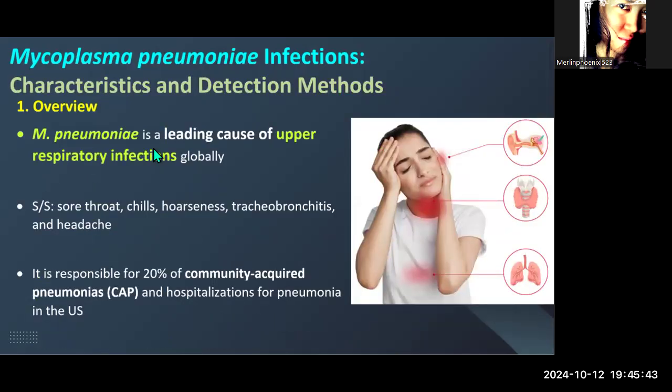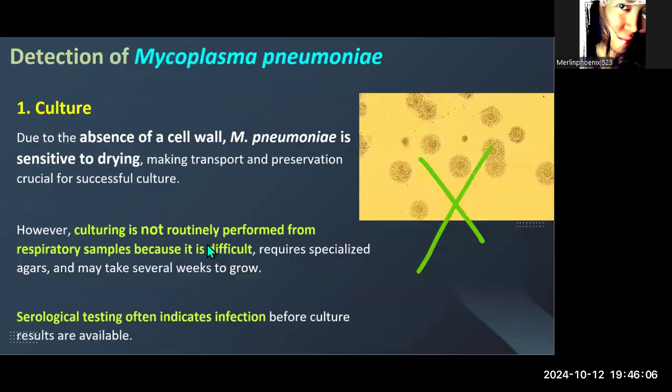So for the overview, M. pneumoniae is a leading cause of upper respiratory infections worldwide, and symptoms include sore throat, chills, hoarseness, tracheobronchitis, and headache. It accounts for 20% of community-acquired pneumonia, or CAP, and hospitalizations for pneumonia in the US.